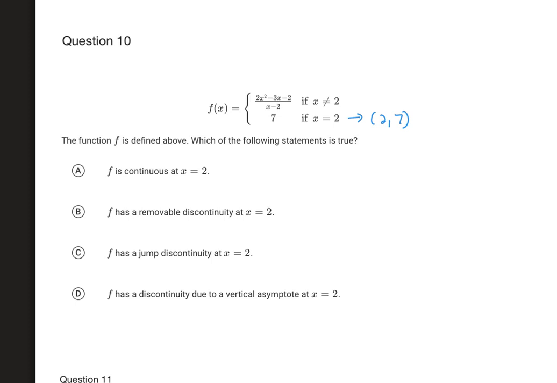Which of the following statements is true? Let's look at all the statements first. Maybe f is continuous, or it has a removable discontinuity, a jump discontinuity, or a vertical asymptote. These are the three types of discontinuity, or it's continuous. So let's see what's going on at 2. The function equals this expression when x doesn't equal 2, so it equals this from the left and right. Let's look at the limit as x approaches 2, from the left or right.